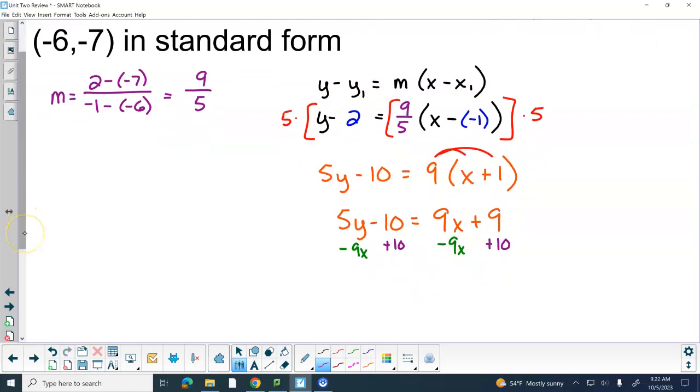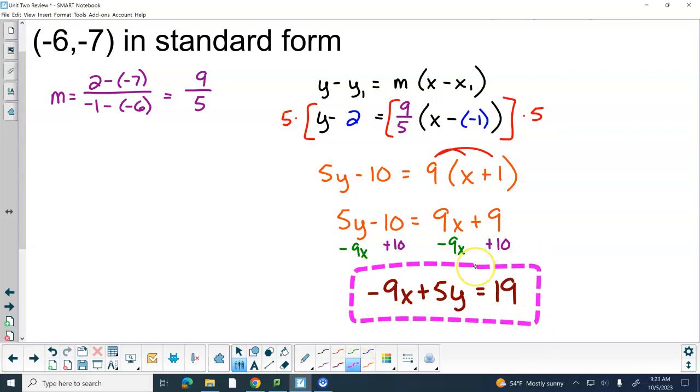So then I'm going to get here negative 9x plus 5y equaling 19. And we're okay with a negative a value. If you went positive 9x minus 5y equals negative 19, that would be fine also. Those would be the only two. Questions on standard form and making a line?